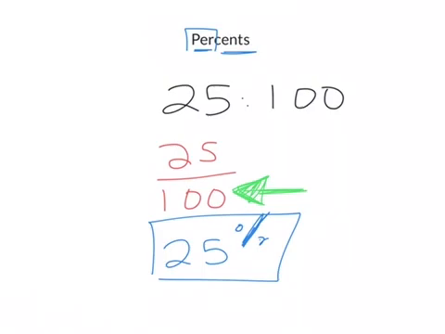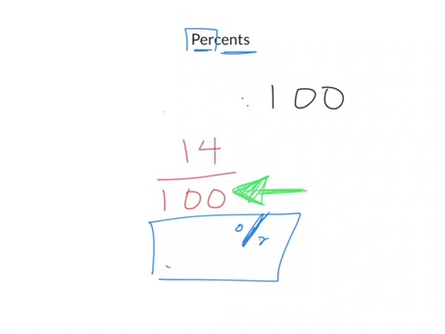So if this number right here was any other number other than 25, for example, let's just erase this for now. If that number on top was 14, then you would know that it would be 14% because it is 14 out of 100, and the ratio would also be 14. Something just like that.